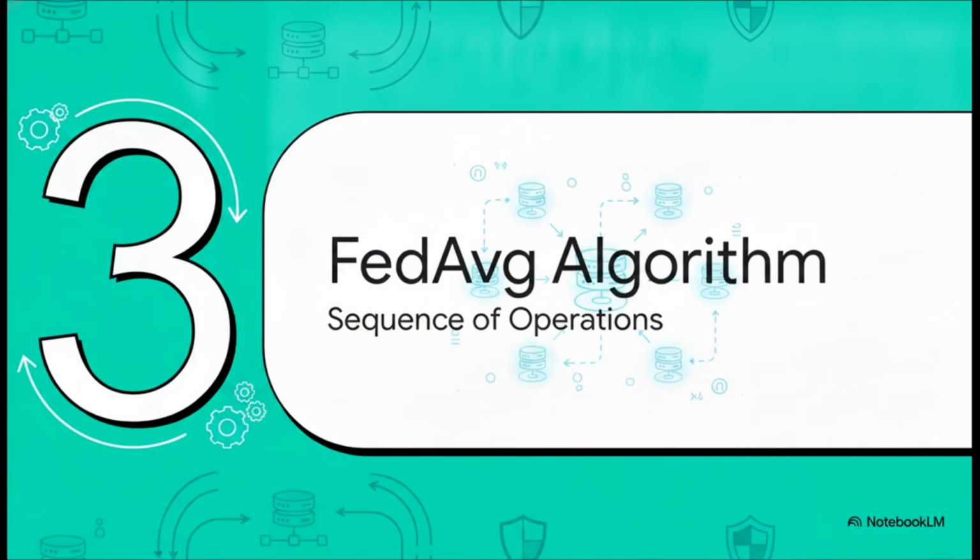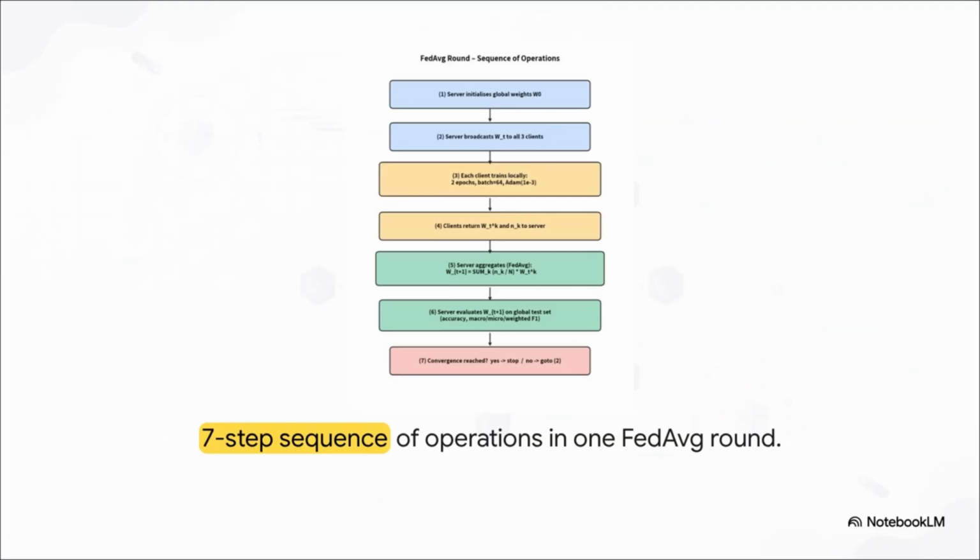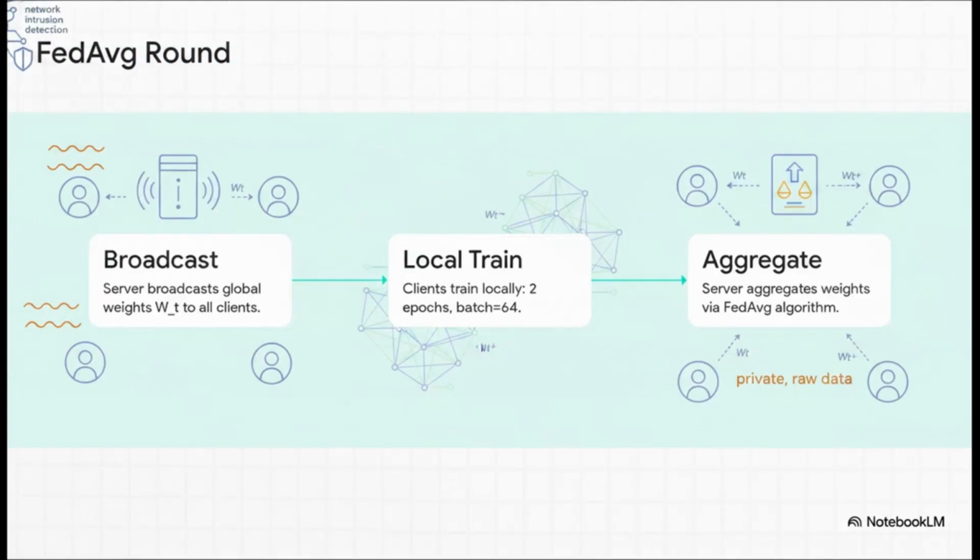Okay, Section 3, the FedAvg algorithm sequence. This is basically our map. It's the Federated Averaging Strategy, or FedAvg, which is the baseline strategy for centralized federated learning. It maps out the exact flow of weights back and forth between the server and those local clients over a single communication round.